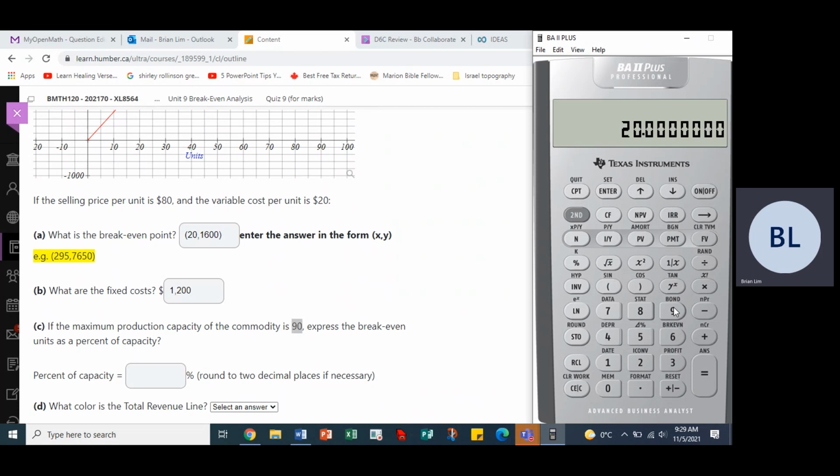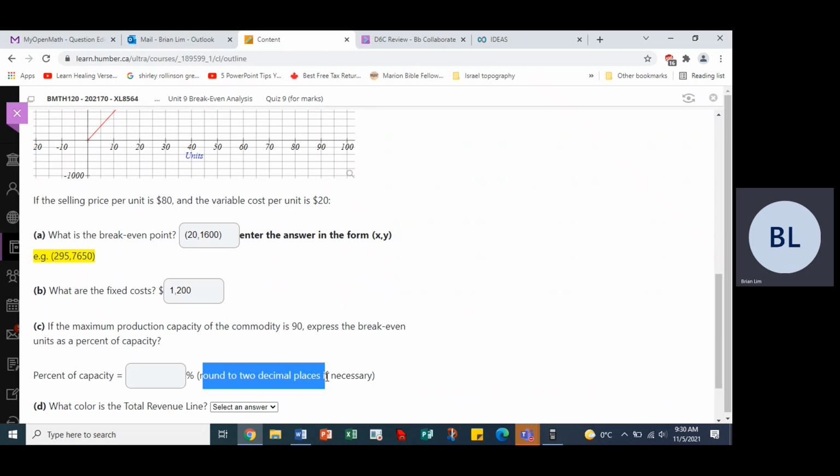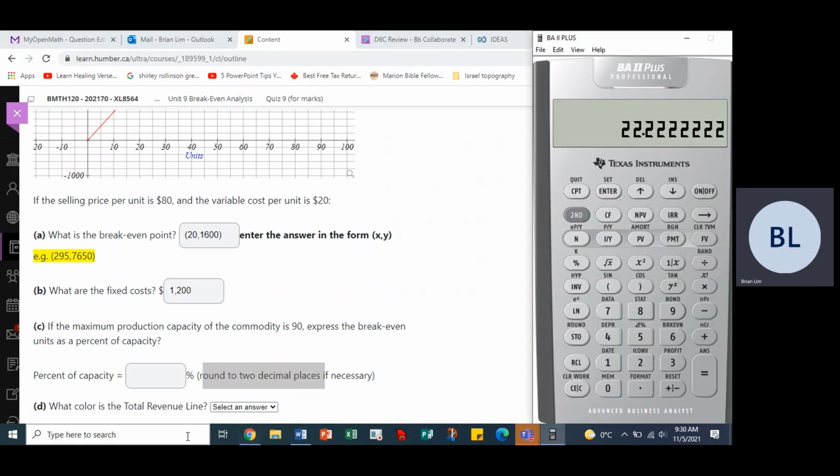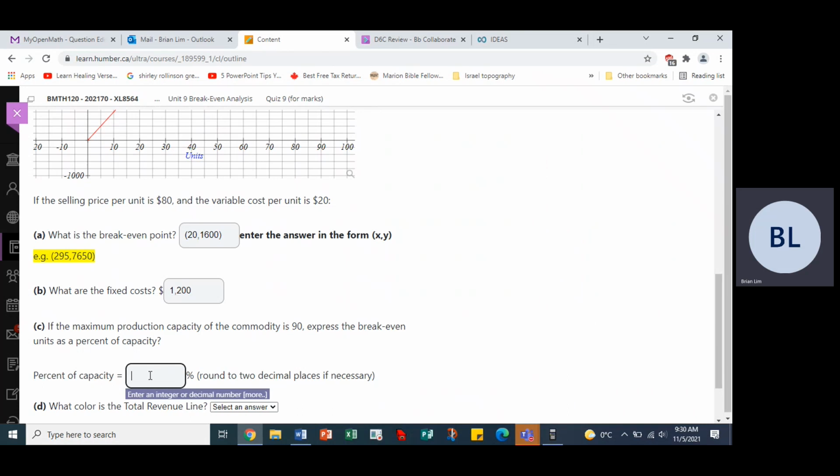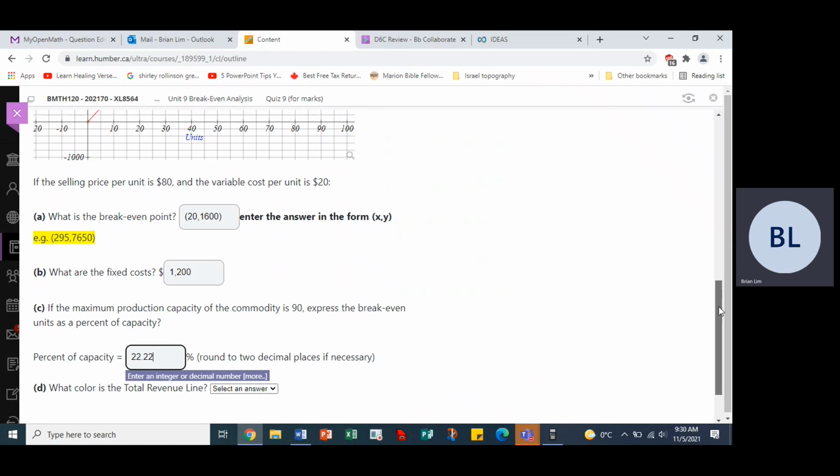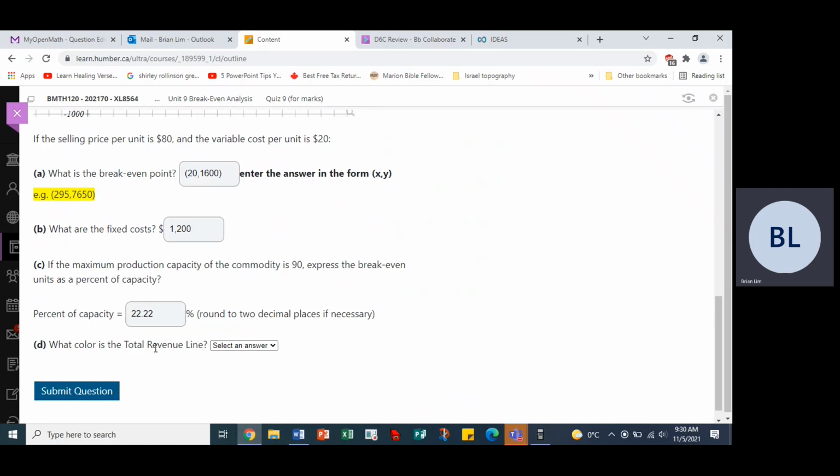So we divide by 90, and you could press equal, multiply by 100. And the answer, rounded to 2 decimal places, would be 22.22. So that answer would be 22.22%.